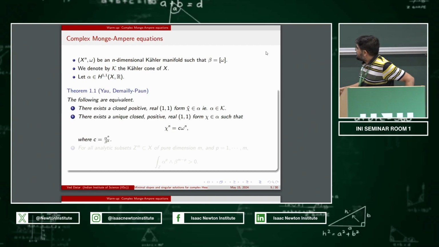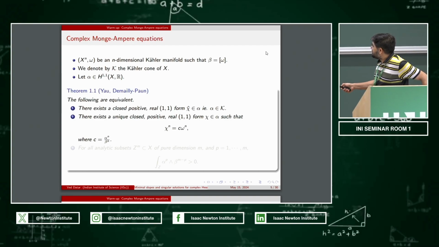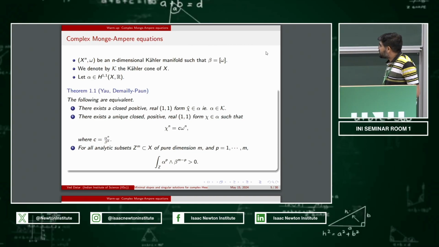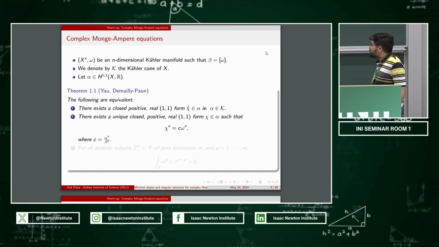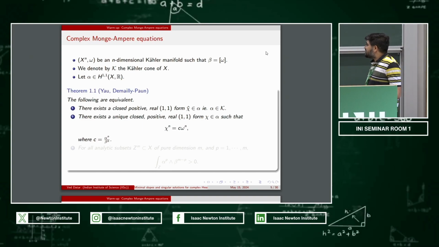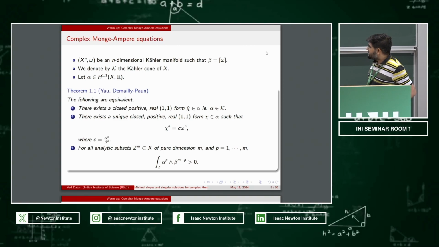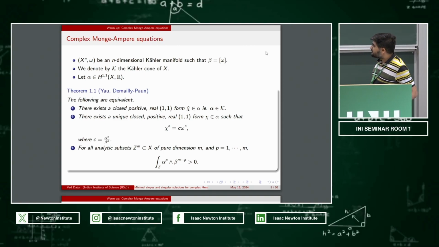And in this case, the constant C can be actually calculated by just integrating out both sides, and it turns out to be just the ratio of these top intersection numbers. So this is of course Yau's well-known theorem. But then in the late 90s, Demailly and Păun actually proved that this is equivalent to the following numerical condition.